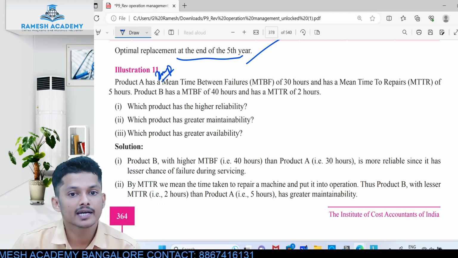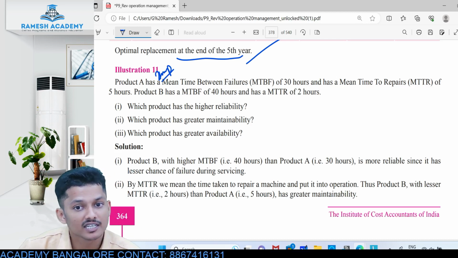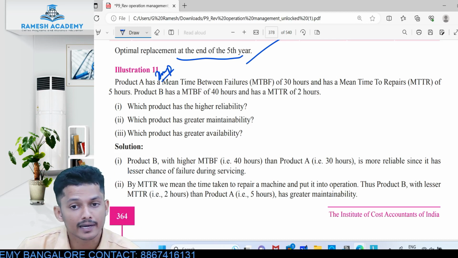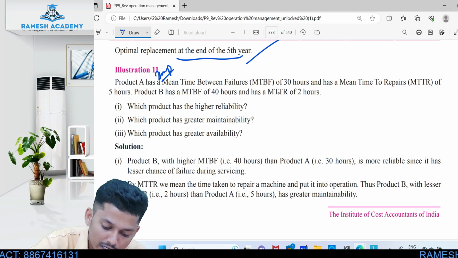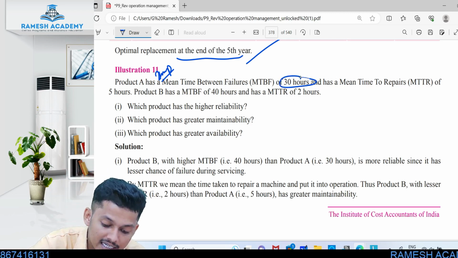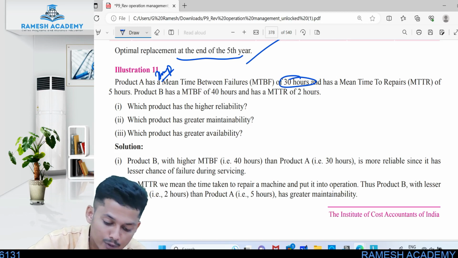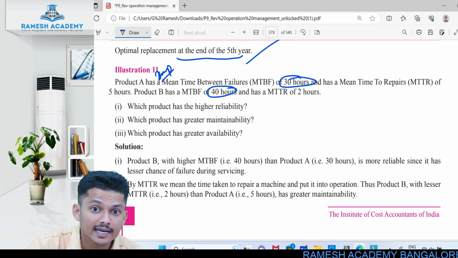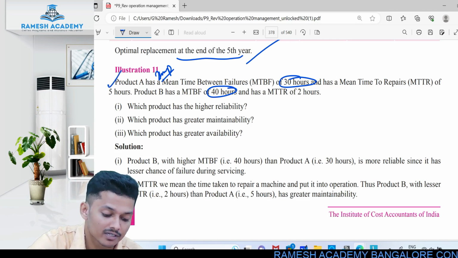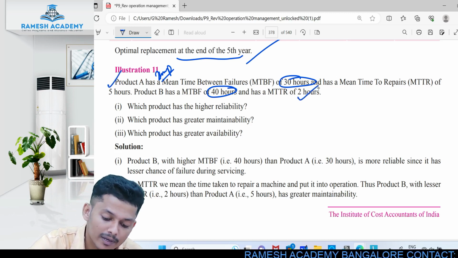Product A has a mean time between failure, that is MTBF, of 30 hours and a mean time to repair of 5 hours. Product B has an MTBF of 40 hours and an MTTR of 2 hours. This means product A works properly for 30 hours, and product B works properly for 40 hours. Whereas for product A the mean time to repair is 5 hours, and for product B the mean time to repair is only 2 hours.